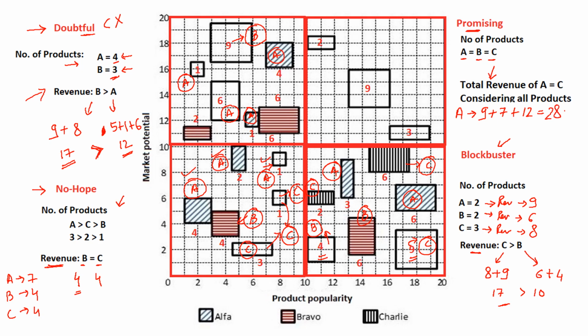28. Now if we consider C, then C has an area of 17 in Blockbuster, and 4 in No Hope. So 17 plus 4 is 21.